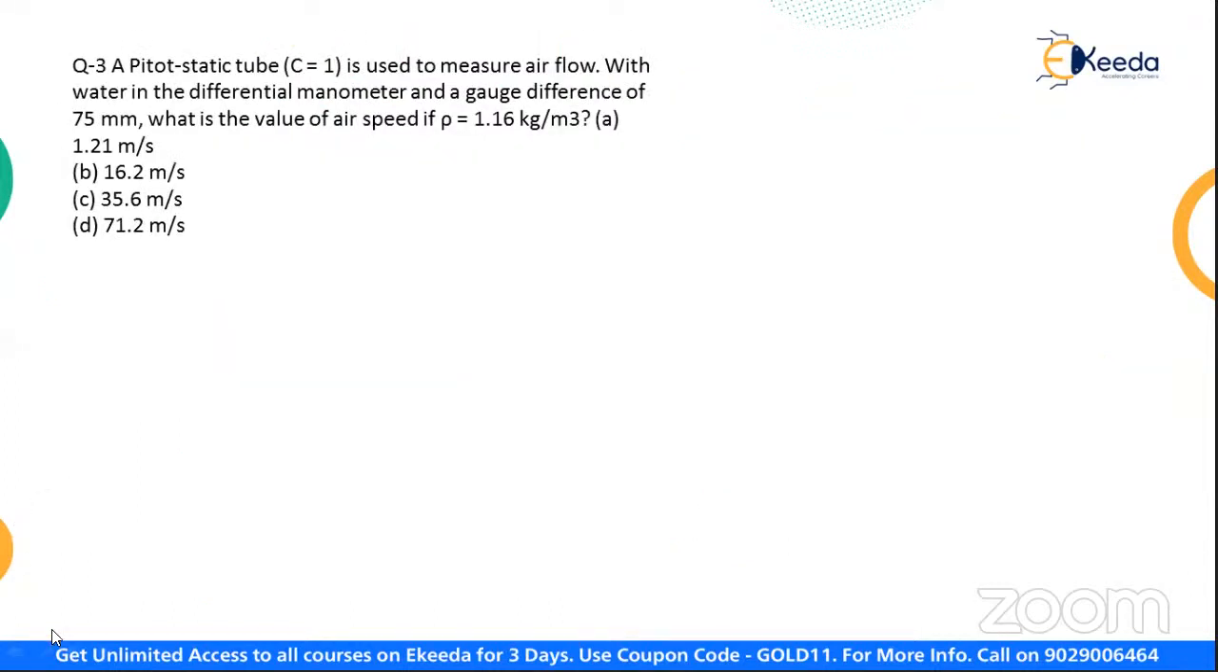Moving on to the next question, it says that a pitot static tube having a coefficient of C equal to 1 is used to measure the airflow with water in the differential manometer and a gauge difference of 75 millimeter. What is the value of the airspeed if the density of the air that has been given to us as 1.16 kg per cubic meter?